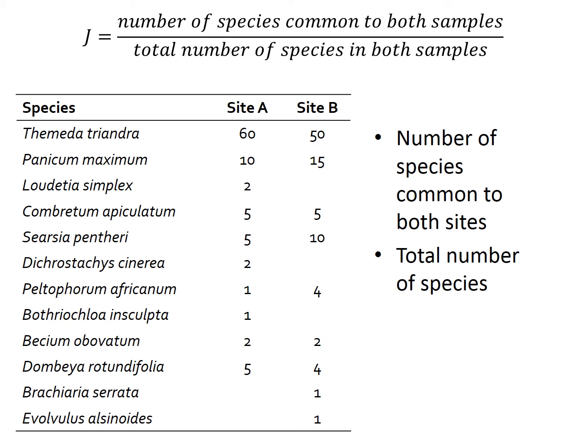Okay, so to determine the number of species that's common to both sites, on this table that would simply be any species where it was observed in Site A and Site B. So Themeda and Panicum, the top 2 rows, you can see those species are recorded both in Site A and Site B. So that represents a species that's common to both sites. When we add that up, we see that there are 7 of them. The total number of species here is then just the total number of rows. So that would be 12, and therefore our Jaccard index is calculated as 7 over 12.